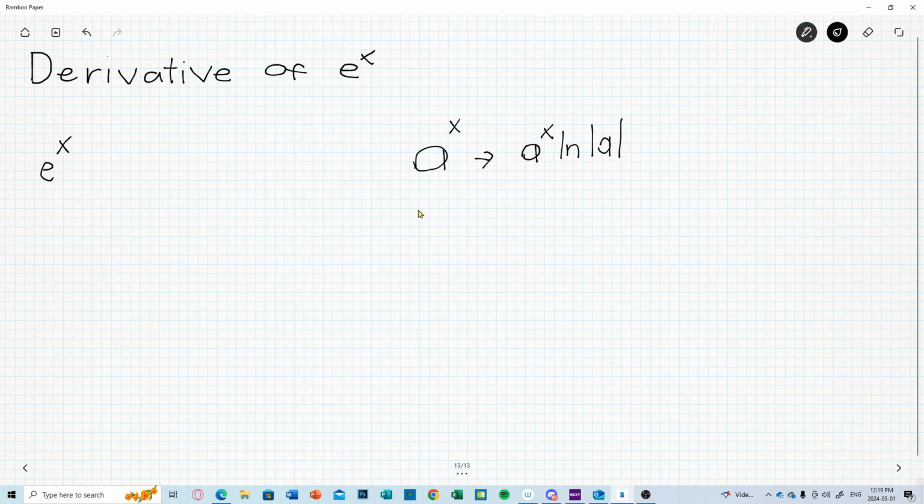So e is just a constant. It's 2.7 something something something. That's not important. But if you see, we can put e to the x in the same form as a to the x because it follows the same rules of a constant to a variable, e to the x, which becomes e to the x ln of e. But if you know your ln rules, you'll know that ln and e cancel each other out, meaning that the derivative just becomes e to the x.